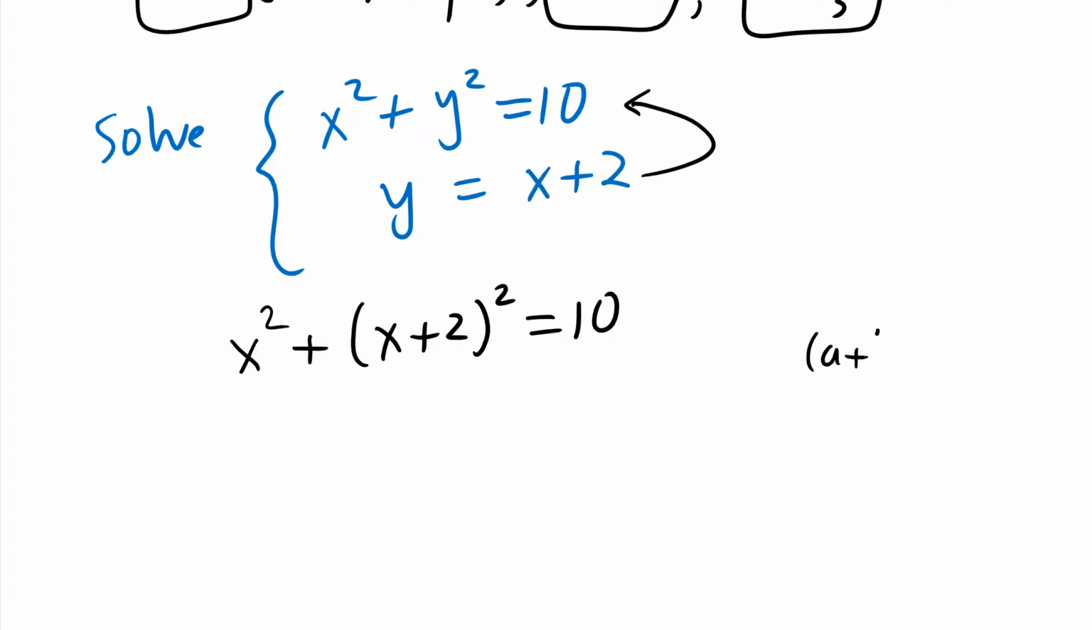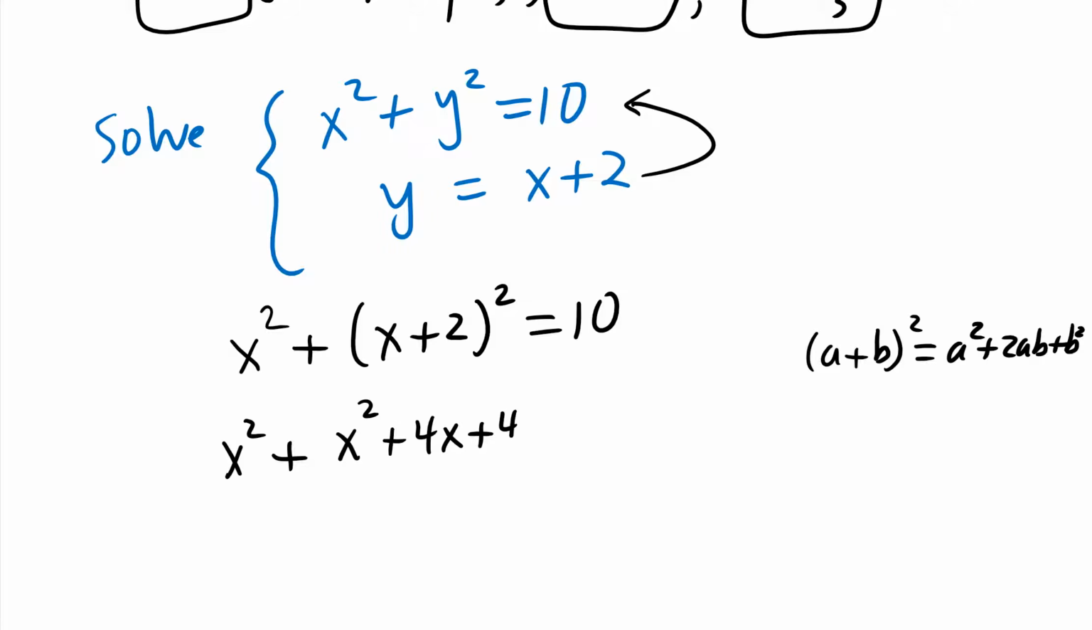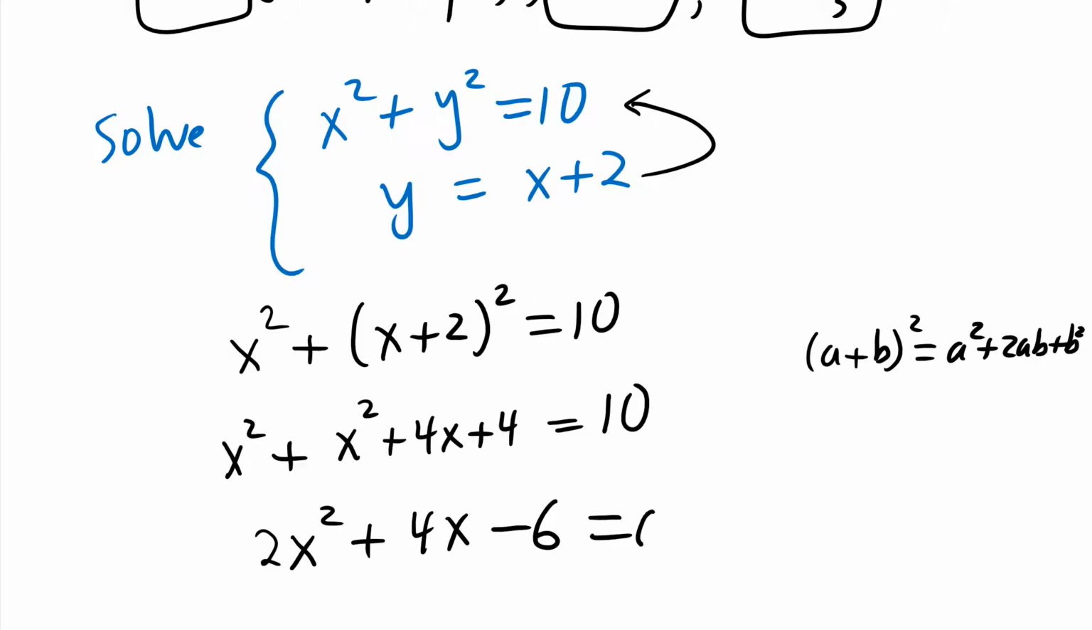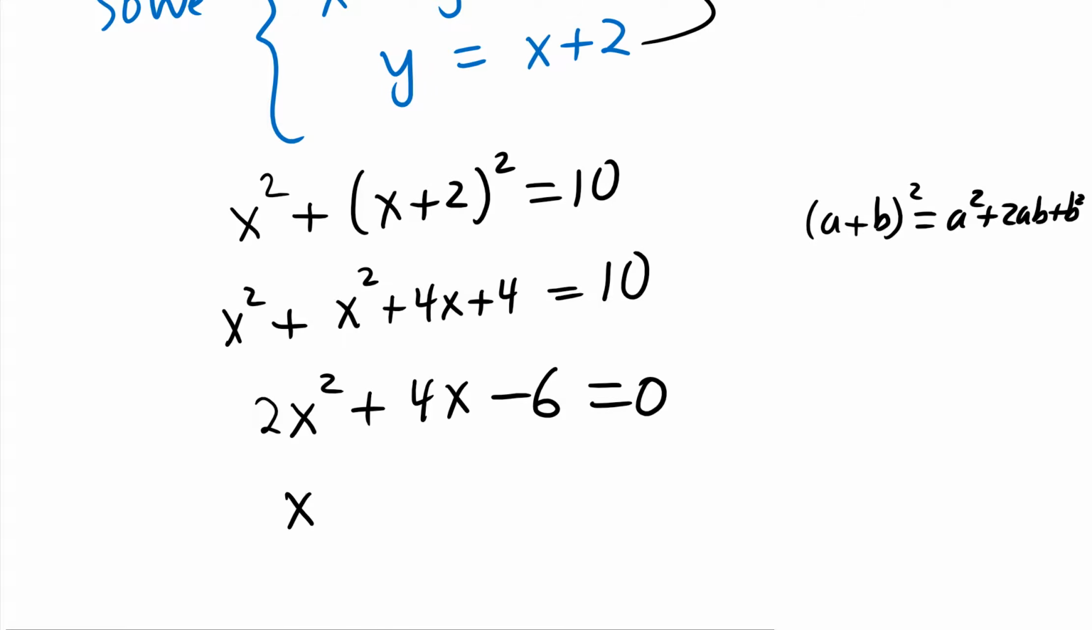Don't forget the (a plus b) squared formula: a squared plus 2ab plus b squared. So this stays the same. Expand this using the formula: x squared plus 4x plus 4 equals 10. We can combine the 2x squared, the 4x, and subtract 10 on both sides. Then divide everything by 2.